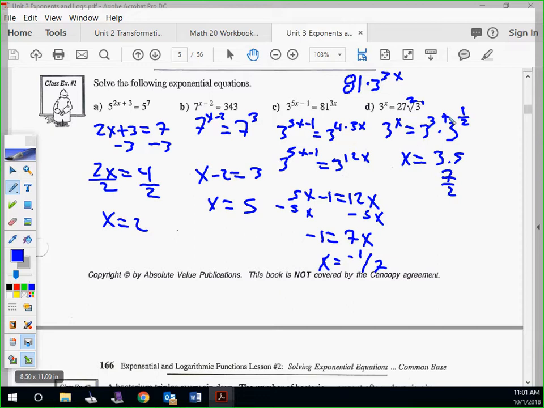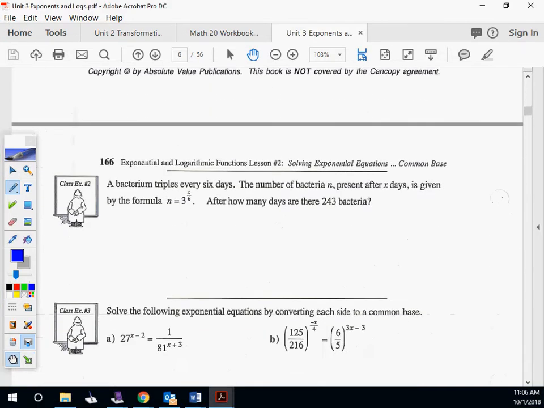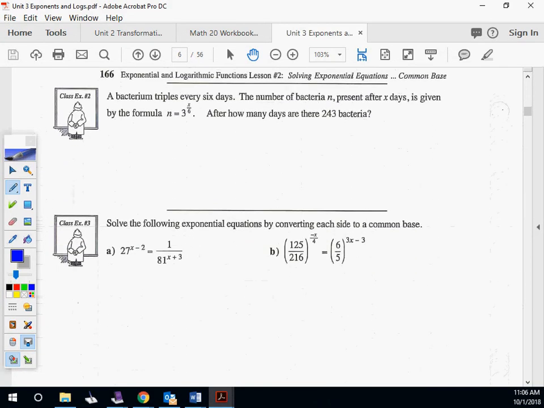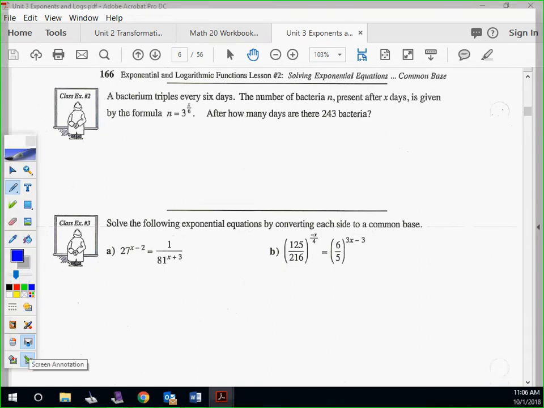All right, we're almost there. Two examples that are both short here. Let's look. So a bacterium triples every 6 days. The number of bacteria n present after x days is given by the formula n equals 3 to the x over 6. How many days until there are 243 bacteria?